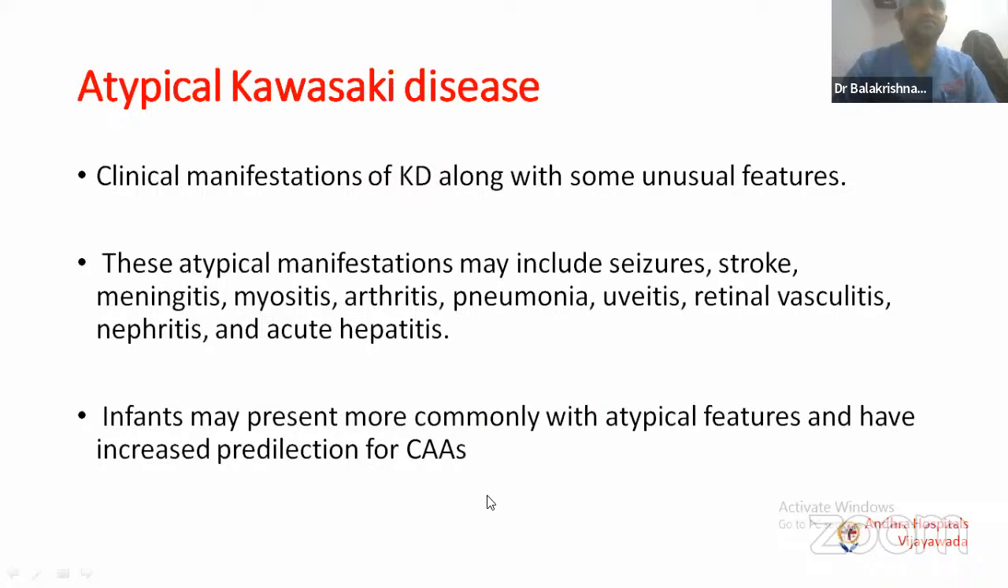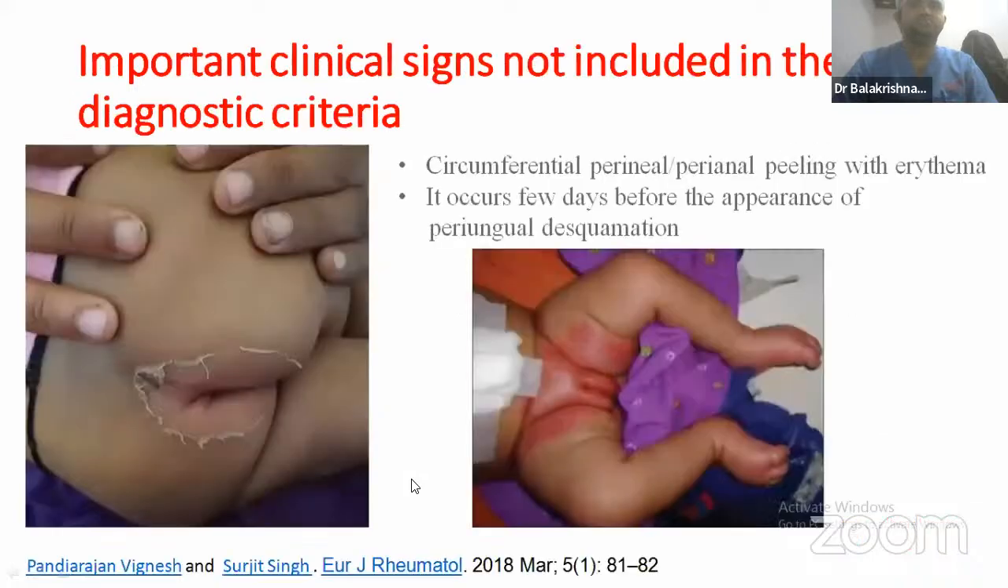So the main point of discussion here is to have a high index of suspicion when you have a fever for 5 days, along with any redness, or if you see any rash, or erythema, or redness of palms and soles, along with cervical lymphadenopathy. So have a high index of suspicion. And one more thing, the main point is perianal peeling with erythema. Usually it will occur a few days before the appearance of periungual desquamation. So the last sign will be your periungual desquamation. In this case, you were able to diagnose that particular child, who was treated as meningitis, only with the reappearance of BCG scar along with the perianal excoriation.